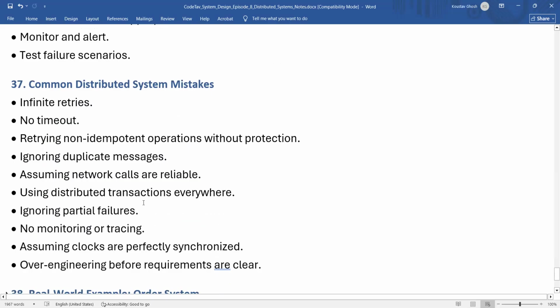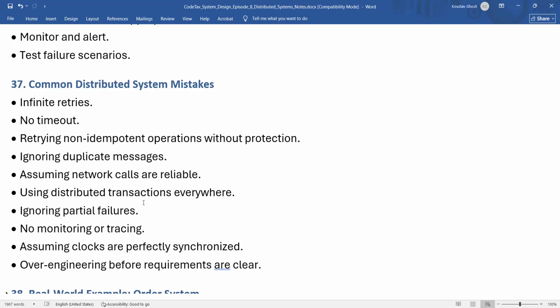So infinite retries. So never retry forever. Mistake 2 is no timeout. So a request should not wait indefinitely. Mistake 3, retrying payments without idempotency. This can potentially create duplicate payments. Mistake 4 is assuming the network is reliable.